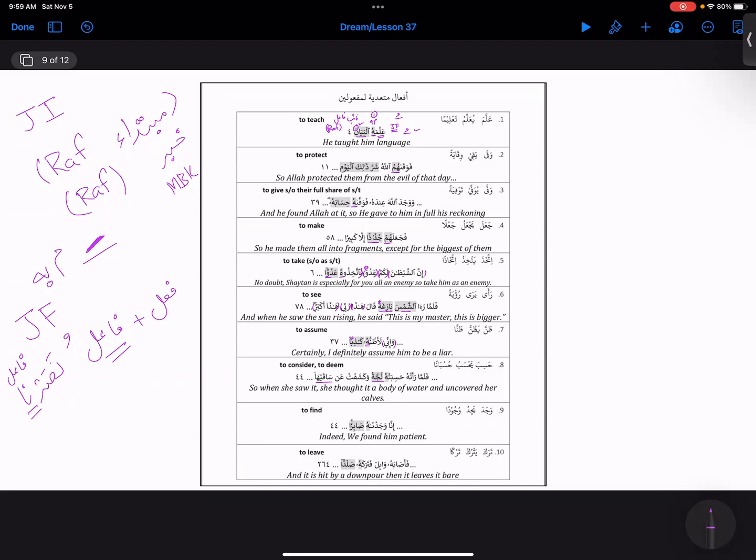What else do we need in jumla failure? Mafulun bihi. Not only mafulun bihi, we need maful, all different kinds of mafuls, five kinds of mafuls can be there, right? Yes, we need maful. And what status should maful be? Nasab.